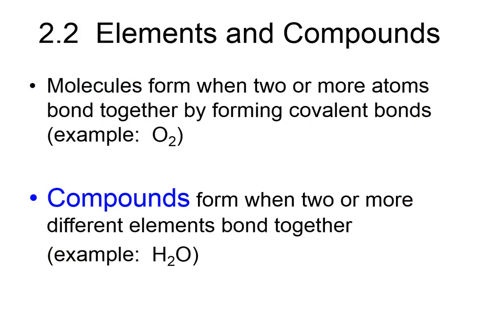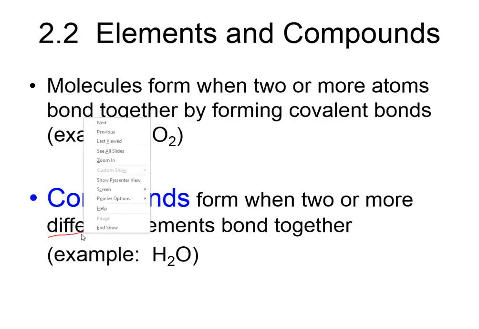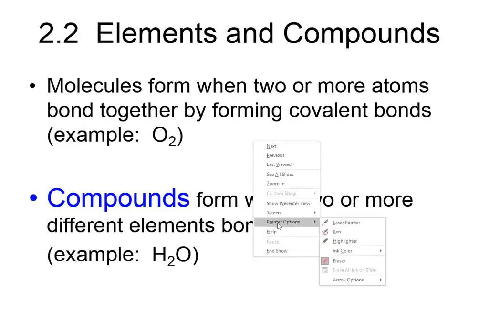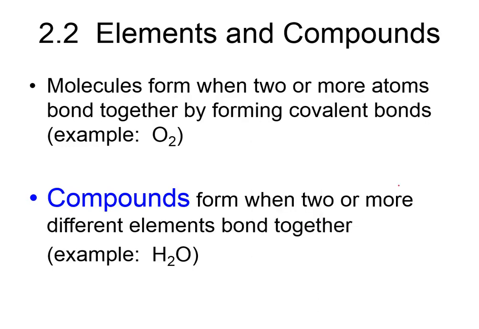So we are saying that compounds form when two or more different elements bond together. So about compounds, the elements that we have must be different. That's the key. So to form a compound, we must have different elements that bond together. And this is an example of a compound. That is water.